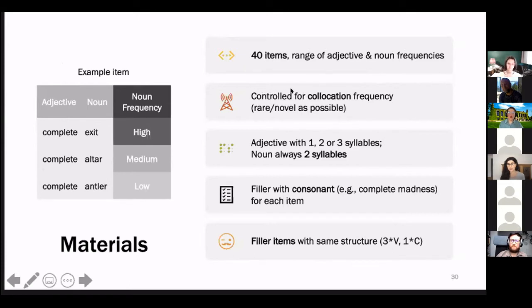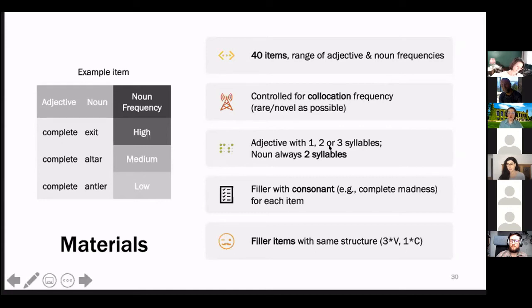And what I also tried to do is control for collocation frequency. As you can see from these phrases, these are not the kind of phrases that you can imagine encountering in everyday speech. And I double checked that by looking in the Google Ngrams corpus. When I was pairing higher frequency nouns and adjectives, there were some that did appear in this corpus, but most of them just did not appear in the Google Ngrams corpus at all.